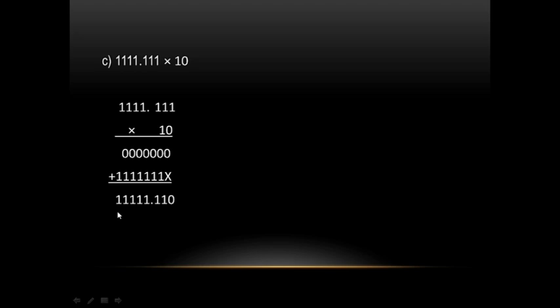Now how to place a decimal? So here the decimal is given before 3 digits, so here we will place the decimal before 3 digits. So the last 3 digits are 1 1 0, and before those 3 digits we will place the decimal here.